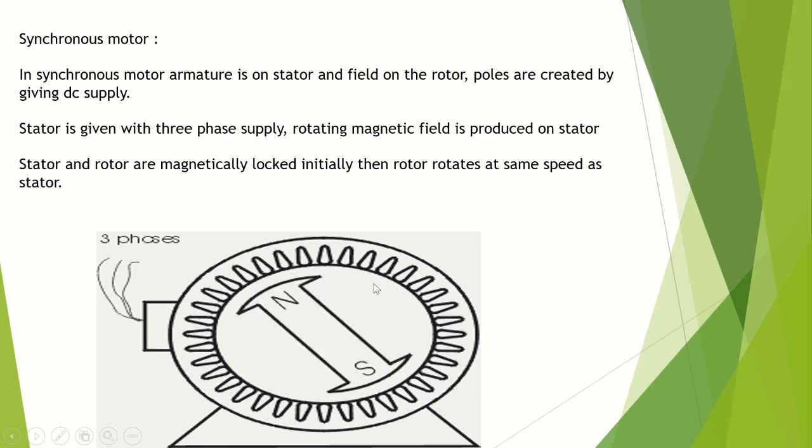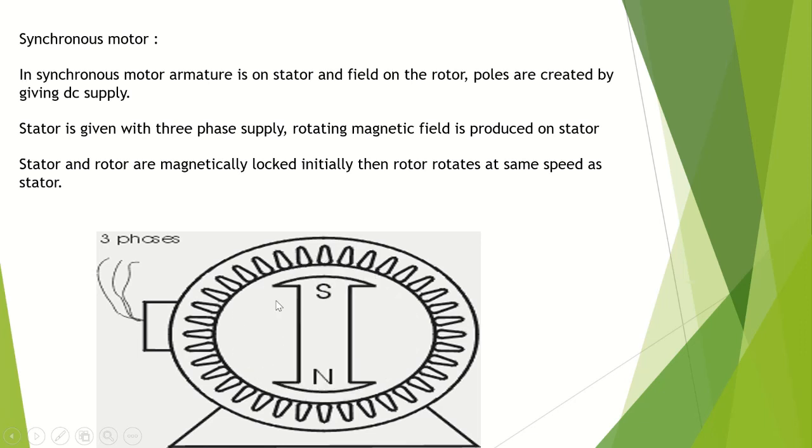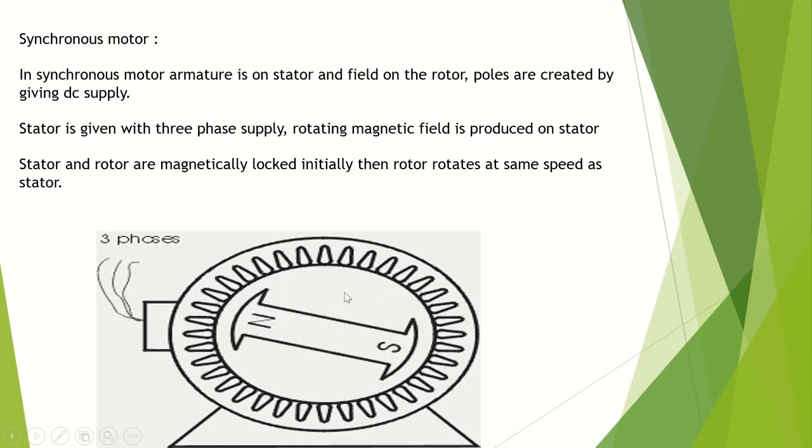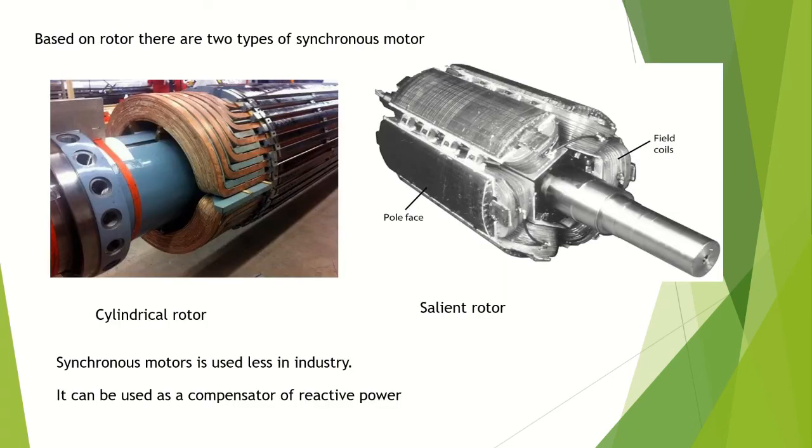This type of synchronous motor requires damper bars for self starting. A cylindrical rotor doesn't require damper bars, only the salient pole requires damper bars. So this type of construction is there in the cylindrical and salient pole. Cylindrical rotors are used in thermal power plants, and salient pole machines are used in hydel power plants. These are run by steam turbines, and those are run by water turbines like Pelton wheel, Francis, and Kaplan turbines. The synchronous motor is used very little in industry. More induction motors are used.